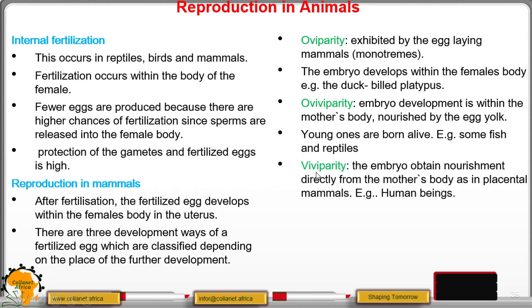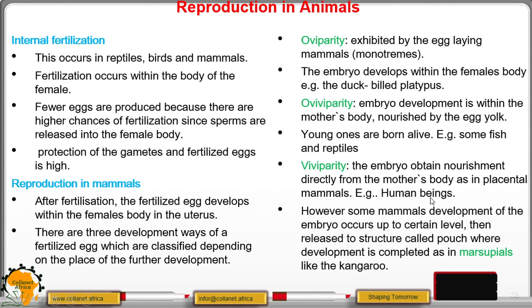Lastly, we have viviparity, and here the embryo obtains nutrients directly from the mother's body, and this is shown by placental mammals like human beings. However, in some situations, development of the embryo occurs up to a certain level, then it is released from the placenta to a bag-like structure called the pouch, where development is completed, as in the case of marsupials like the kangaroo.